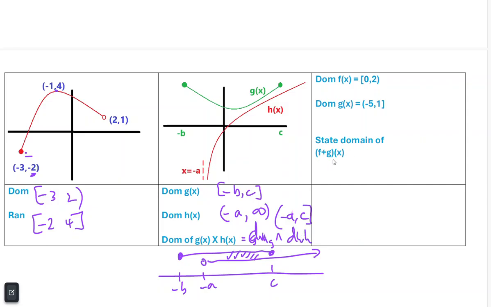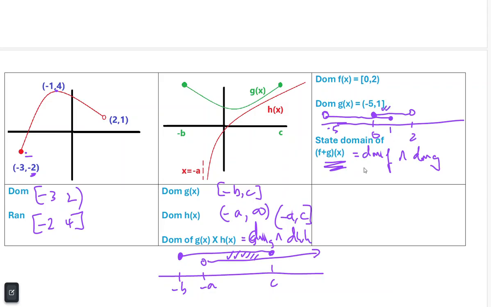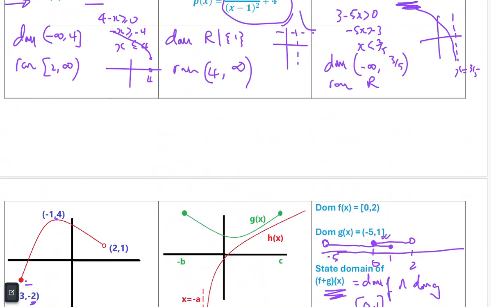And if we're looking for the domain of the addition, that's also going to be the domain of F intersect the domain of G. So that's going to be on a number line from 0 to 2, coloured in, open circle is my F, negative 5 through to 1, and open circle on the negative 5 overlaps between 0 and 1. Therefore, the domain of that will be from 0 to 1. And that's how we do those domain and range questions.